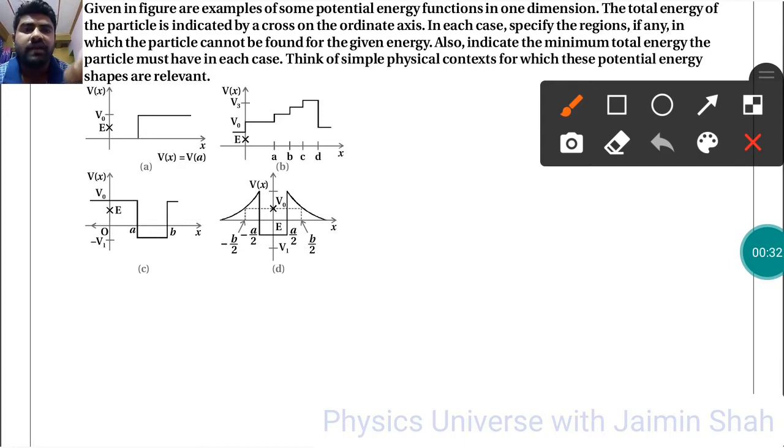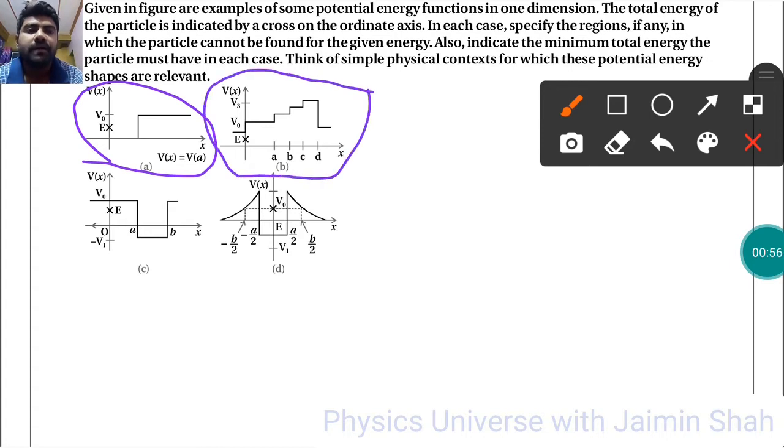So for the first graph, see, potential energy is positive. Whenever potential energy is greater than the total energy E, kinetic energy will be negative, so the particle doesn't exist there. Now for B, again potential energy is positive, that means kinetic energy will be negative, so the particle doesn't exist for A to D, right?